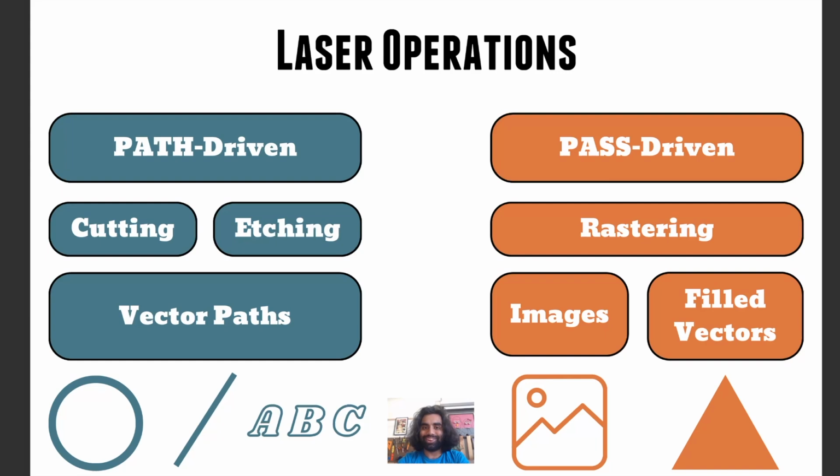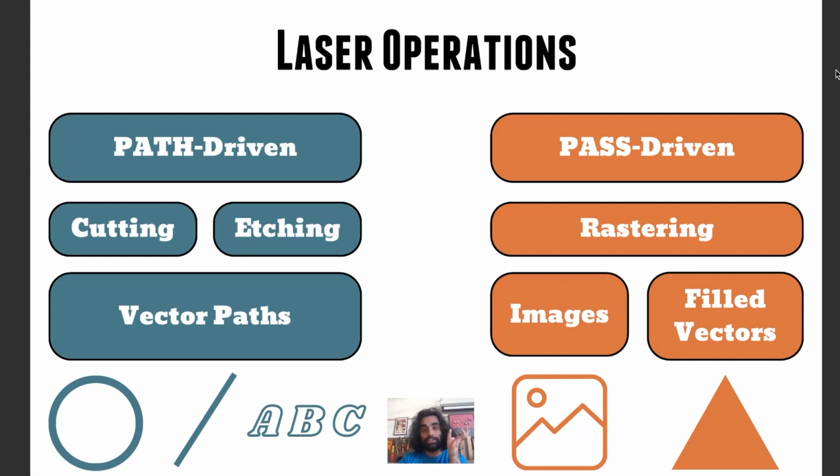Now, we have covered a lot up to this point in the tutorial, so let's do a quick summary on rastering versus vectors. As we discussed earlier, there are two modes of laser operations. There are path-driven laser operations and pass-driven laser operations. Among them are, for path-driven, cutting and etching, and for pass-driven, rastering. So that's how you should be mentally separating these two main types of processes. Cutting and etching are over here, rastering is over here.